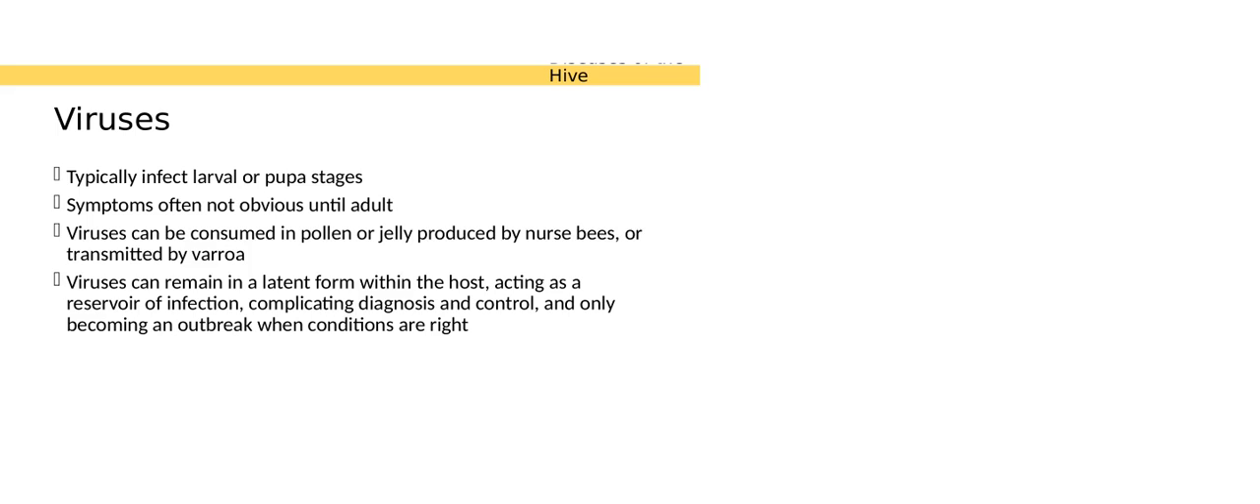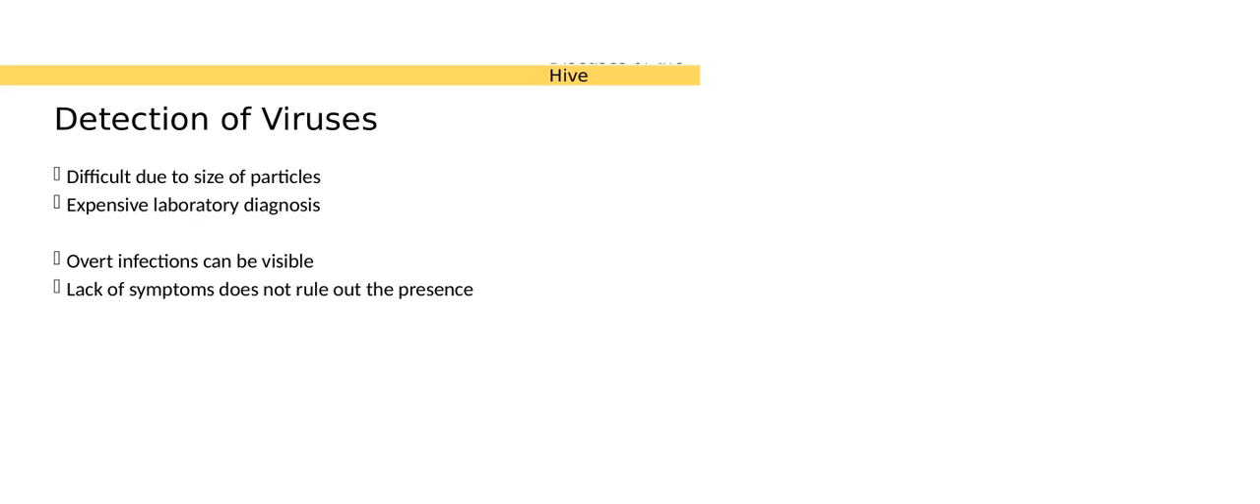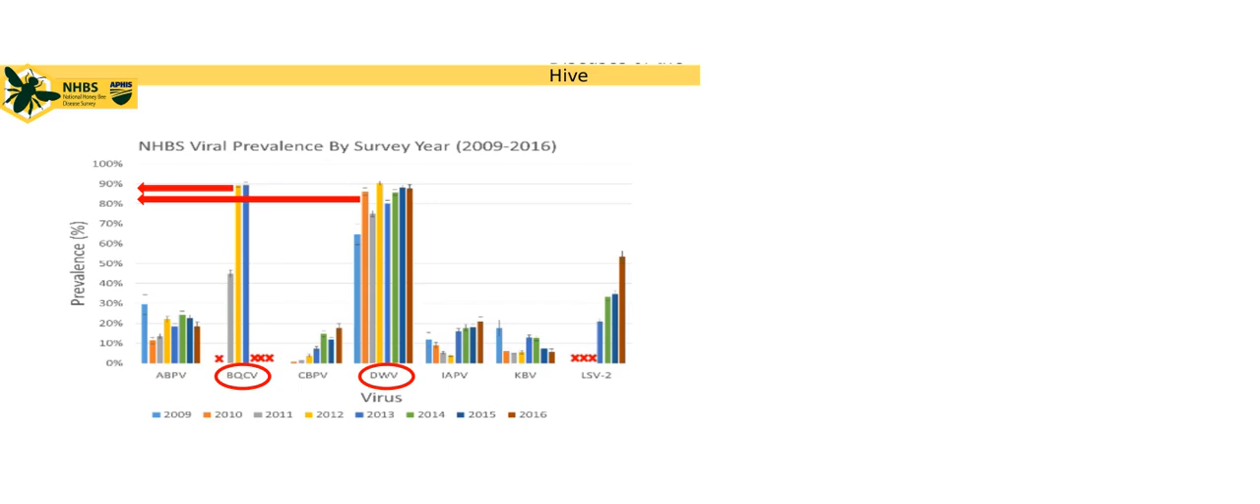So this goes back to having stressors. If your bees have a lot of stressors, that's a perfect time for a virus to present itself and not just be hiding in the darkness. Detection of viruses is really difficult due to the size of them, and it's really expensive to get it done. Overt infections can be visible, but a lack of symptoms doesn't rule out the presence of the virus. You guys will see in the next couple of slides. I think it's pretty shocking.